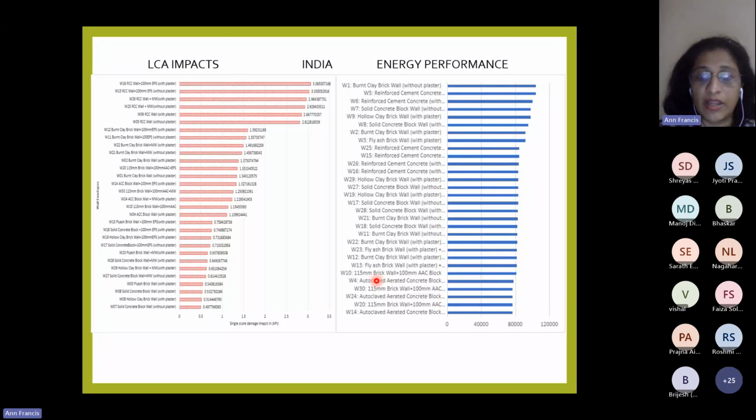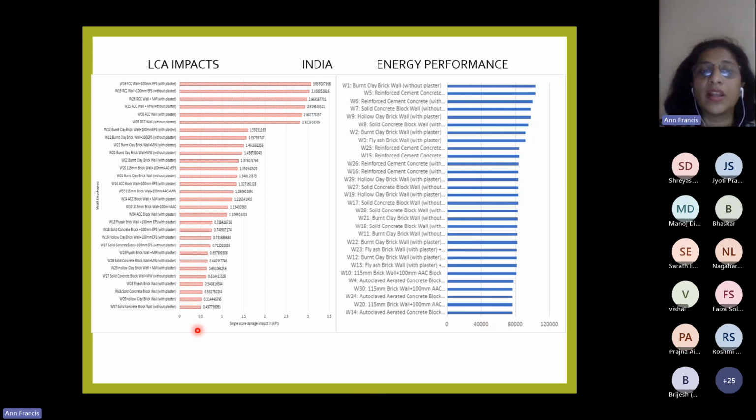A very simple example: in terms of energy performance, the AAC wall systems for the Indian conditions showed very low energy consumption. And this is important because we are considering energy consumption over a 50-year lifetime, and the manufacturing process happens only once.